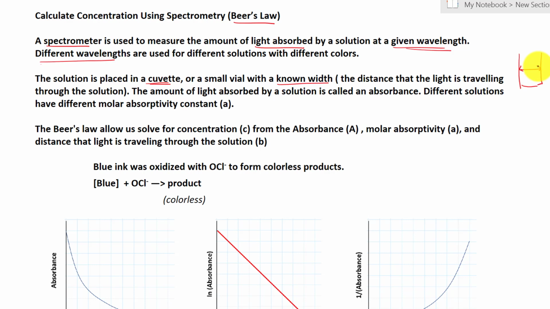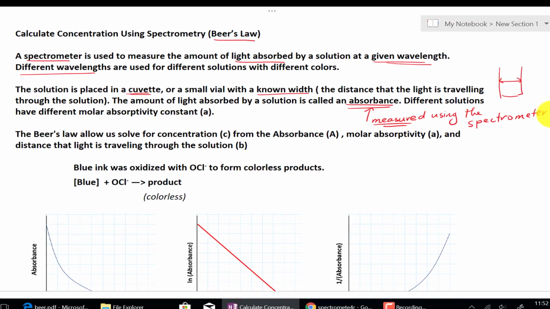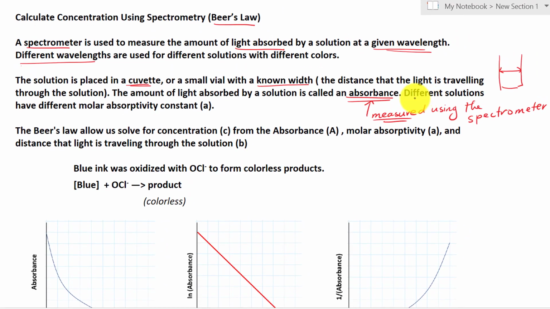Now, the amount of light absorbed by a solution is called absorbance. This is something that the spectrometer will show us, so this is something that we will measure. We will measure absorbance. And lastly, different solutions have different molar absorptivity constants. Notice, constant means it stays the same. So let's talk about the Beer law.